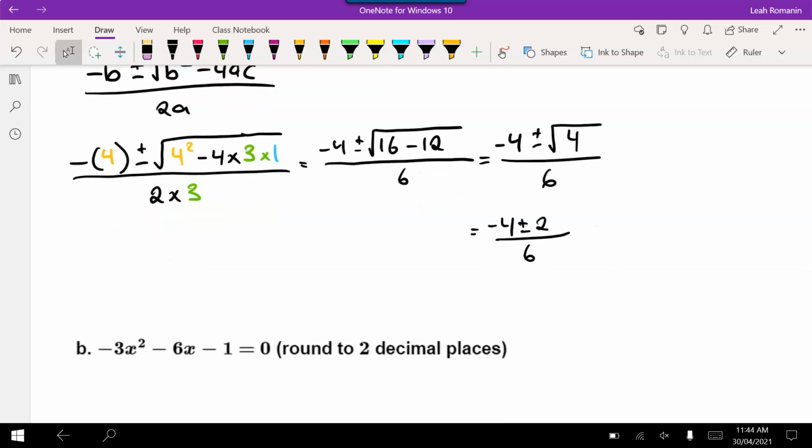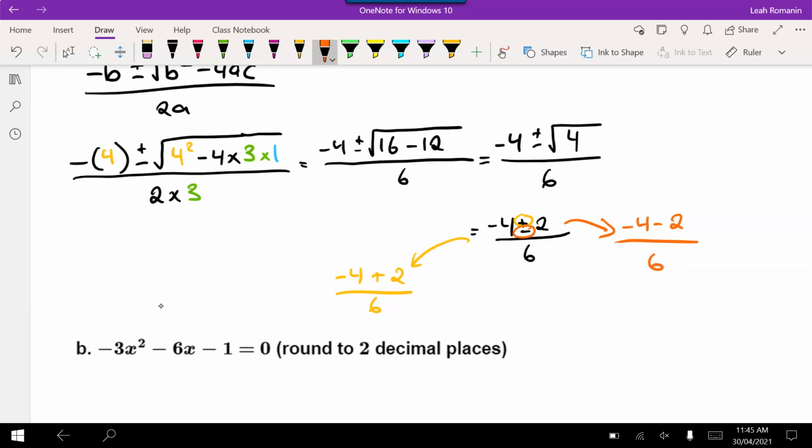Okay, now that I've fully sorted out that square root sign, this is where we split off into two solutions. One with the plus, and then the other is going to have the minus. So in my plus, I'm going to have -4, the numbers stay the same, plus 2 over 6. And in my other solution, I'm going to have -4 minus 2 over 6.